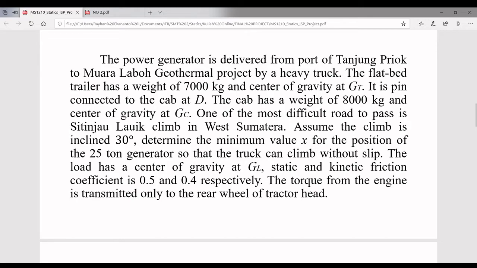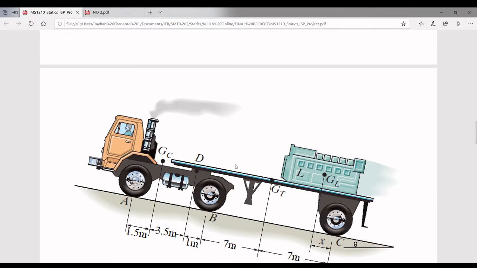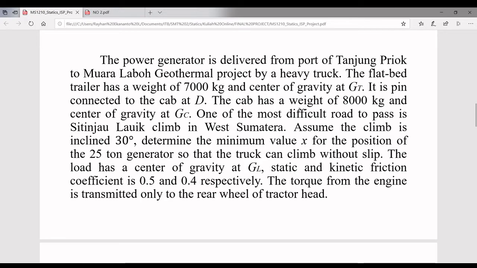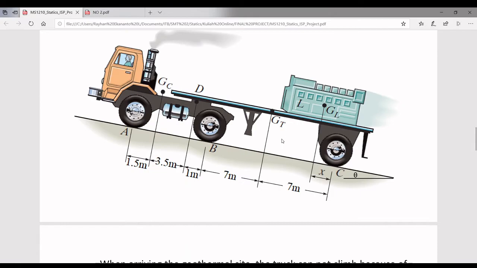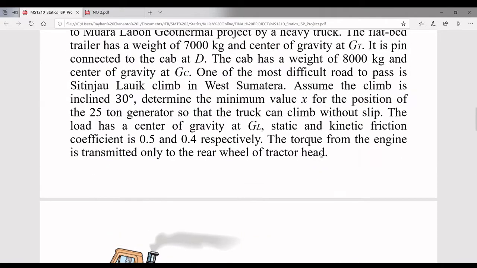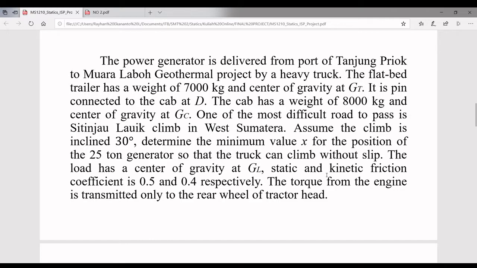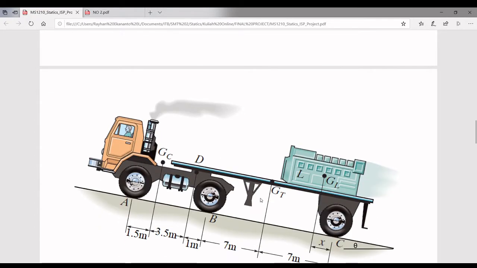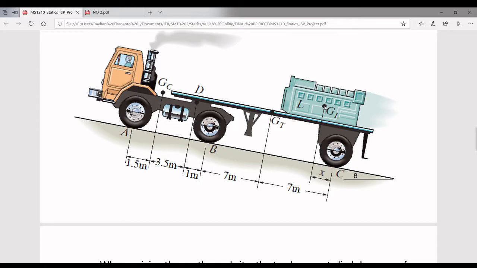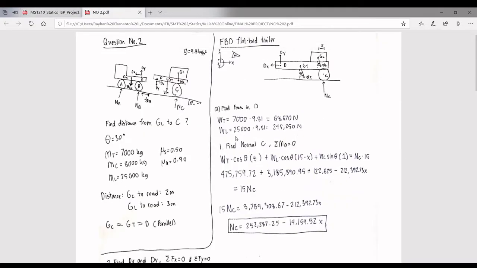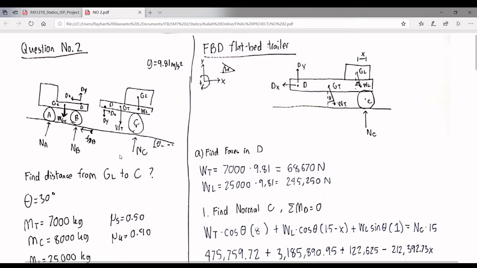In the question, there are several knowns such as the mass of the flatbed trailer, the fact that D is a pin, the cab, which has a weight of 8,000 kilograms, theta of 30 degrees, and the weight of the generator, which is 25 tons or equivalent to 25,000 kilograms. The mu s of this question is 0.5 and the mu k is 0.4. We are asked about the distance from the generator's center of mass to the wheel C, and this is the free body diagram that we have discussed.